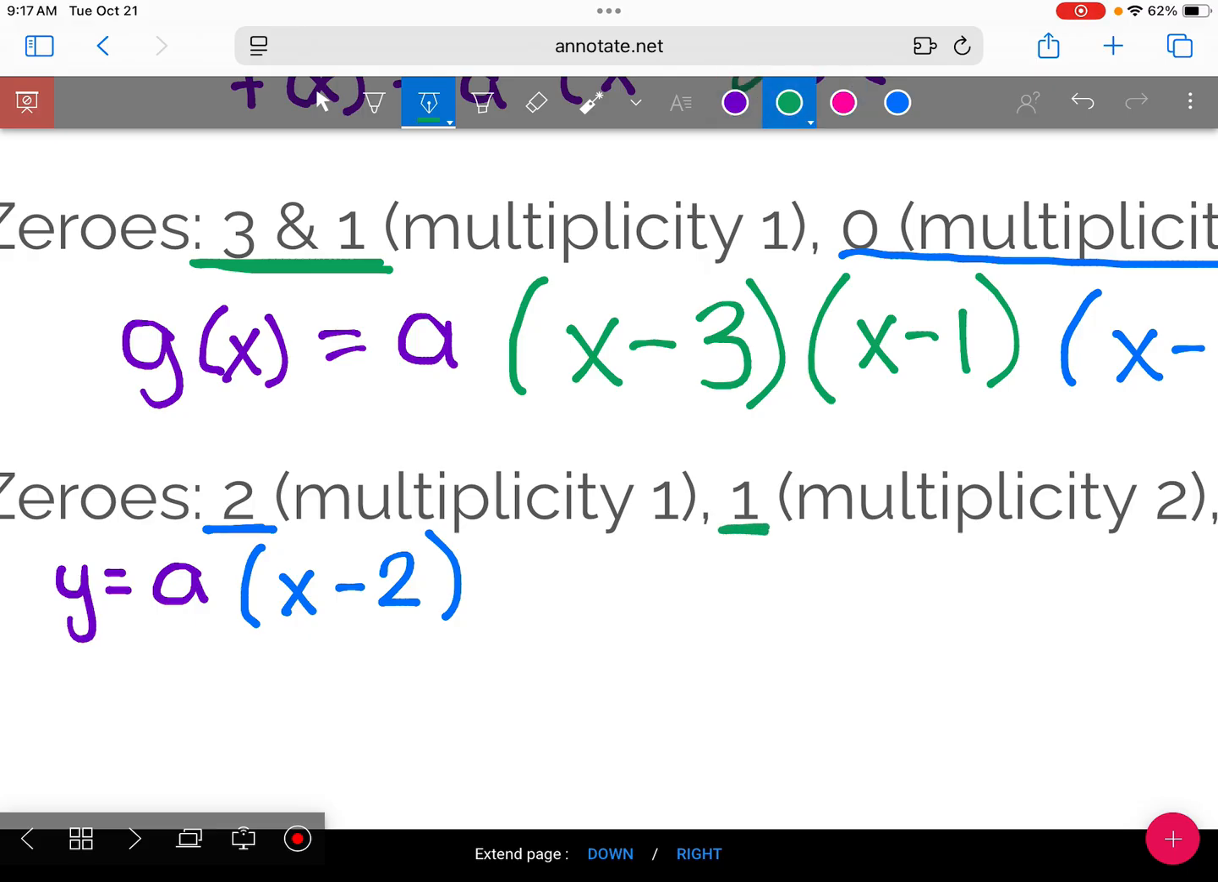We're going to have our 1 as a 0 with a multiplicity of 2. So we're writing it as our factor, x minus that 0, x minus that root, x minus 1. But when we have that multiplicity of 2, it means we need to square it. So multiplicity of 2 means it gets a power.